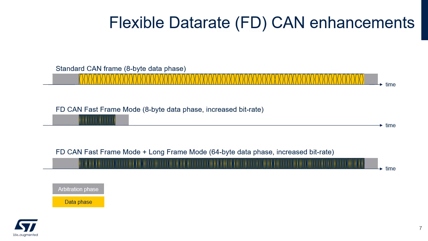There are two variants in the FDCAN protocol: long frame mode, or LFM, where the data field of a CAN frame may be longer than 8 bytes, up to 64 bytes. Fast frame mode, or FFM, where the control field, data field, and CRC field of a CAN frame are transmitted at a higher bit rate compared to the beginning and the end of the frame. This high data rate is typically 8 megabits per second. Fast frame mode can be used in combination with long frame mode.